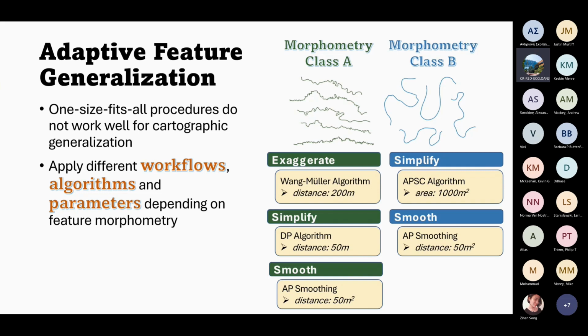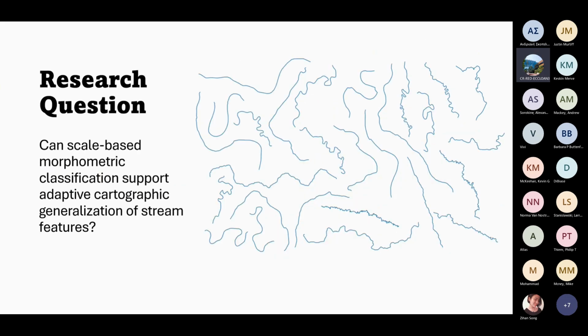If you have a large database of streams and rivers, you could apply a one-size-fits-all workflow for simplifying, smoothing, otherwise generalizing these features. But you might get better results if you break up the features into one class of streams that has many small meanders and apply one workflow to that class, and then another class of streams that has a few large meanders. You might need a completely different generalization workflow to get better results. So that's the basic idea.